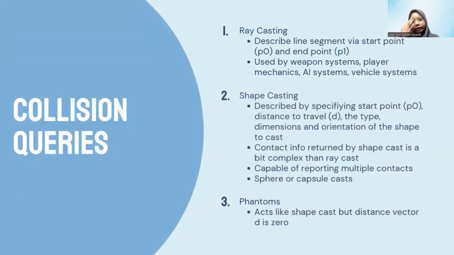Next are the collision queries. There are three: ray casting, shape casting, and phantoms. Ray casting is a line segment with a start point and end point. And then shape casting has a start point, distance and type, and the dimensions and orientation to cast. And phantoms act like shape casts, but the distance is 0.